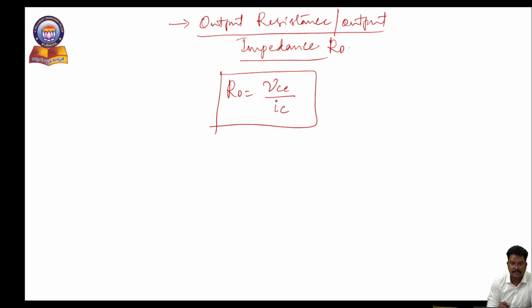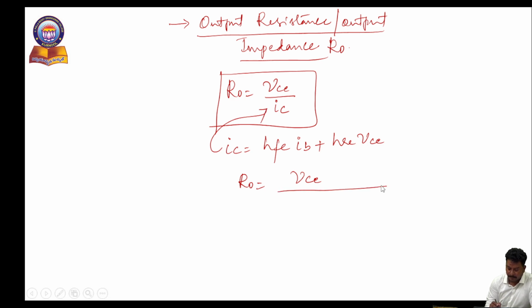As you know from the H parameter equations, I will directly substitute the I_C value here. So I_C is equal to h_fe into I_B plus h_re into V_CE. Now I substitute this value: R naught is equal to V_CE divided by h_fe into I_B plus h_re into V_CE.